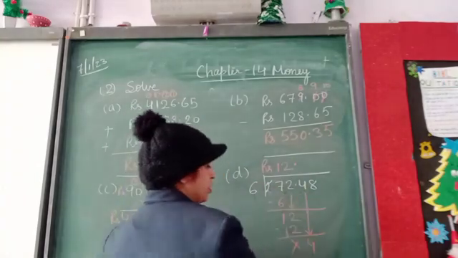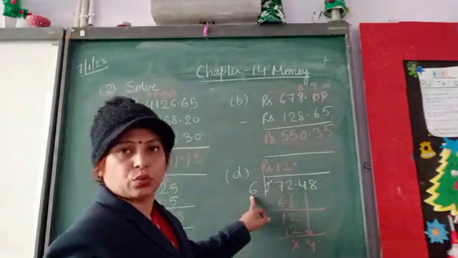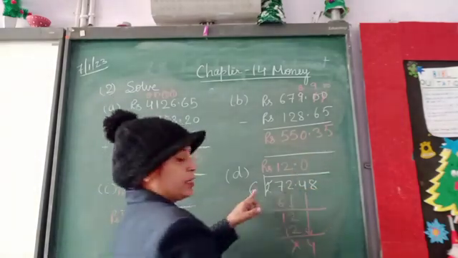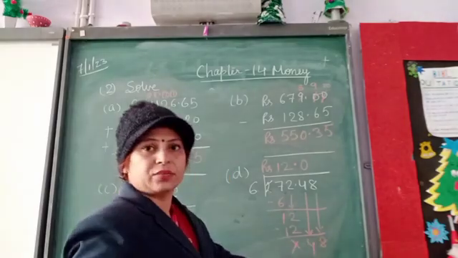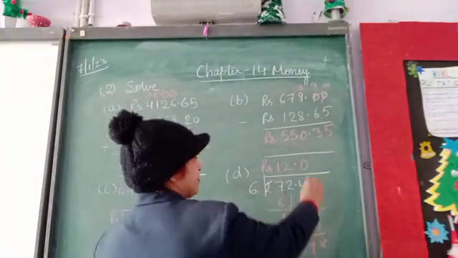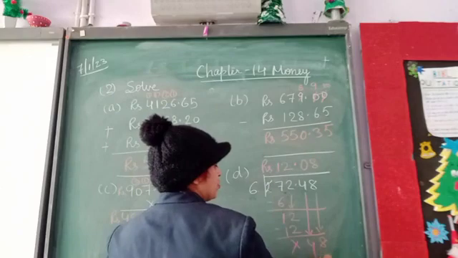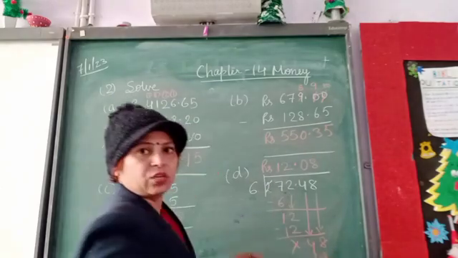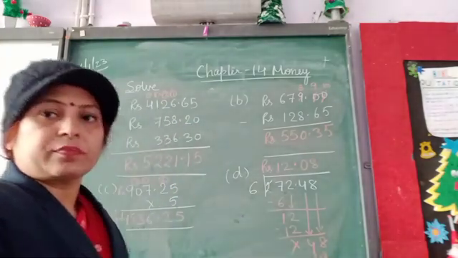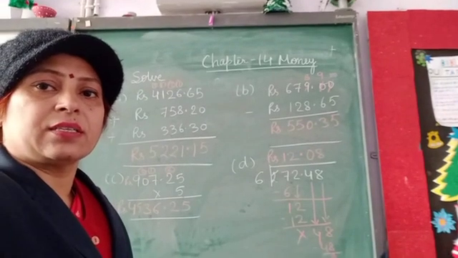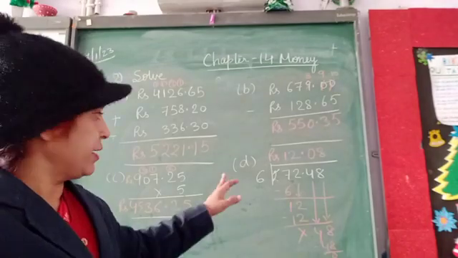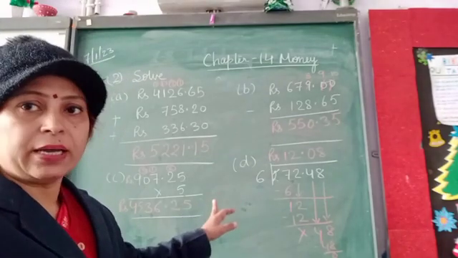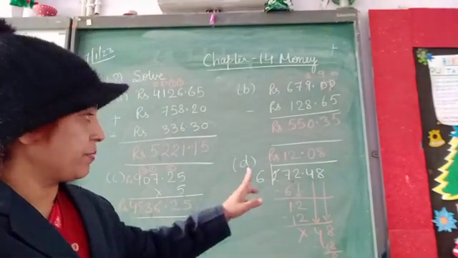Now bring down 4. Now 4 is smaller than 6. It will not go, so put 0 above in the quotient part. Then bring the next number down, 8. Now 48 comes in the table of 6 eight times. So your remainder is 0. So what is our answer? Our answer is 12 rupees 8 paisa. By dividing 72 rupees 48 paisa by 6, you will get 12 rupees 8 paisa.